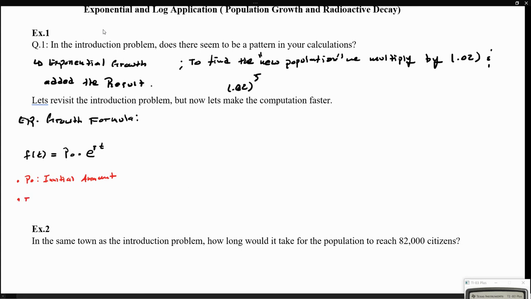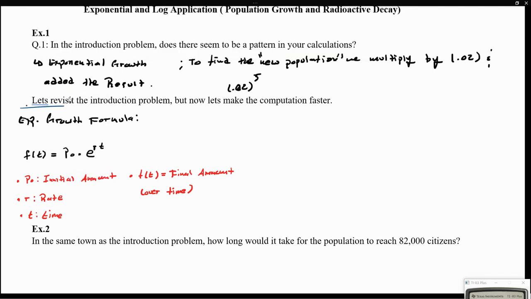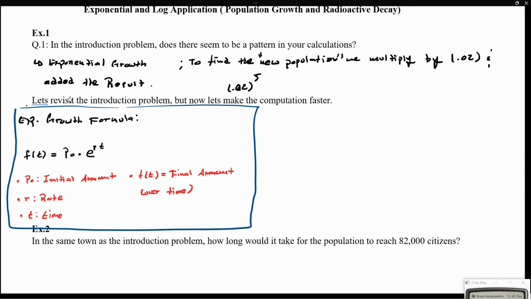R is the rate that we increase by. T is the time in our calculation. And then f of t is the final amount over time. And this formula that we do have here can help us out to find the population that we started on the initial problem. But now we can just compute the final result faster because we got that information.